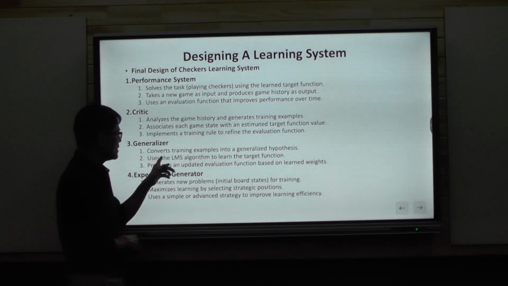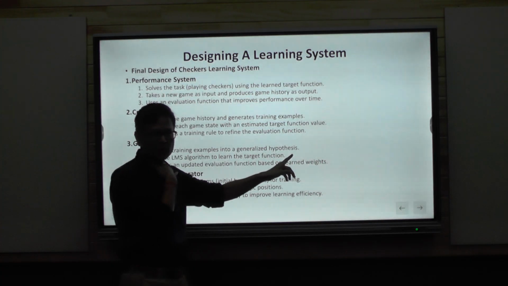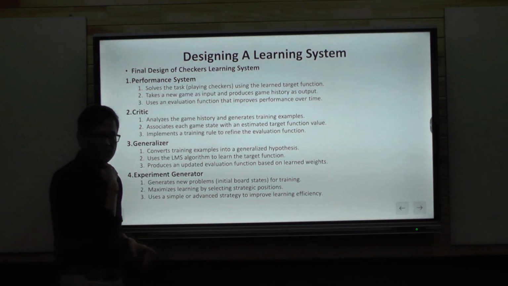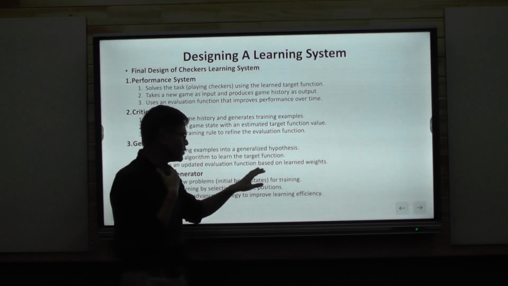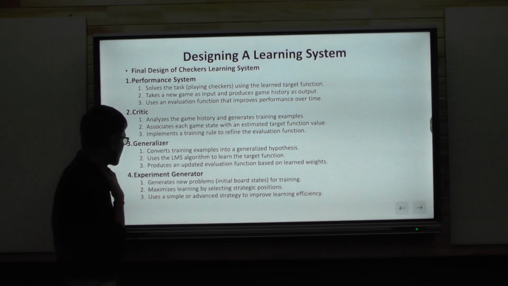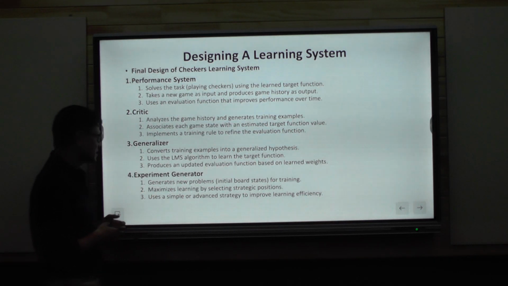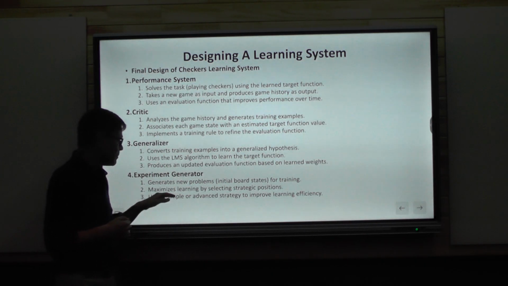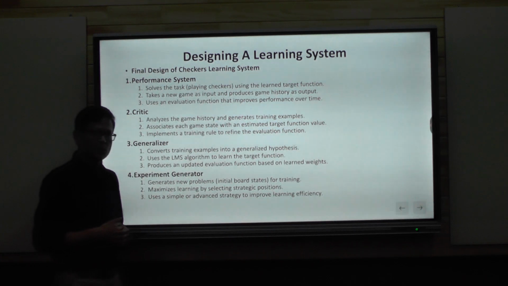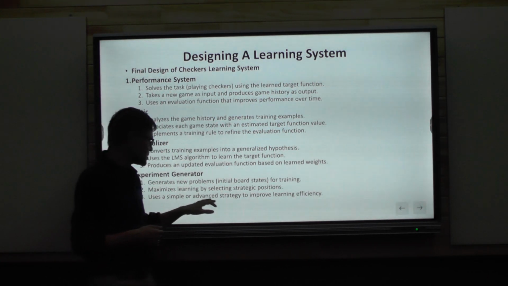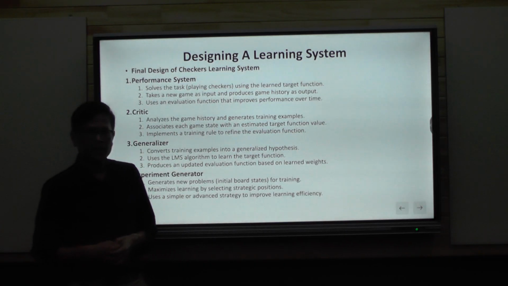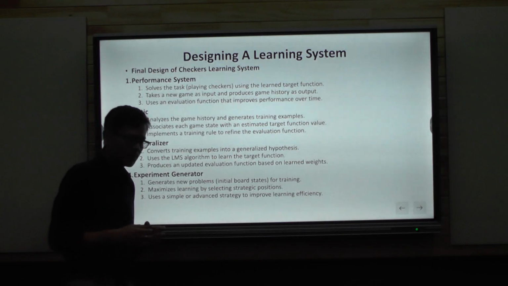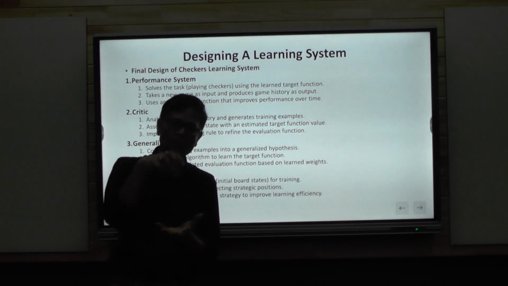The generalizer converts the training examples into a generalized hypothesis. It uses the LMS algorithm to learn the target function and produces an updated evaluation function based on the learned weights. The experiment generator keeps generating new problems for training. It maximizes the learning by selecting strategic positions, using a simple or advanced strategy to improve learning efficiency. So we should have 4 components because we are putting AI into the game.